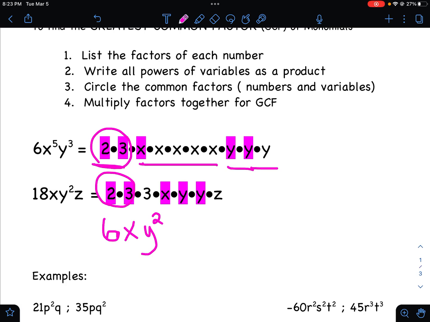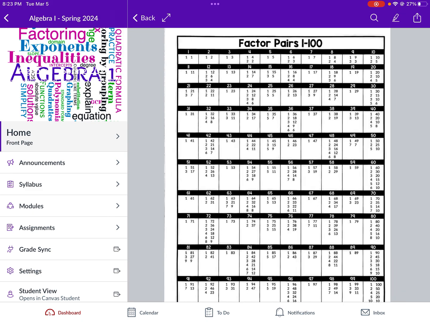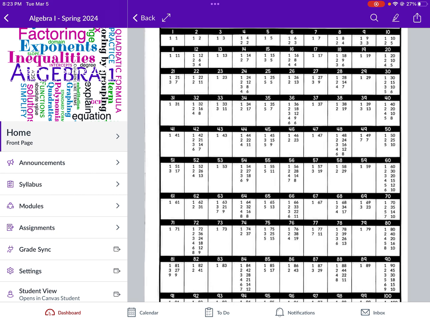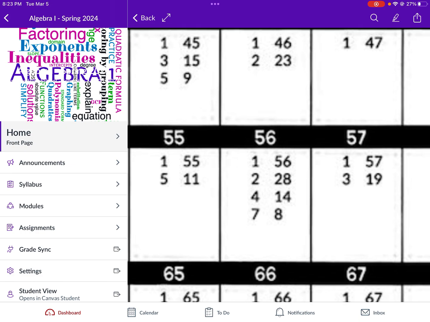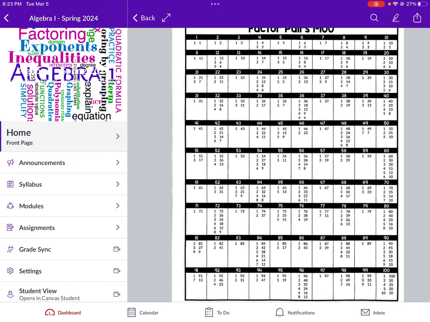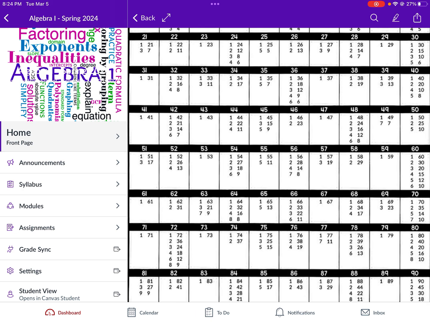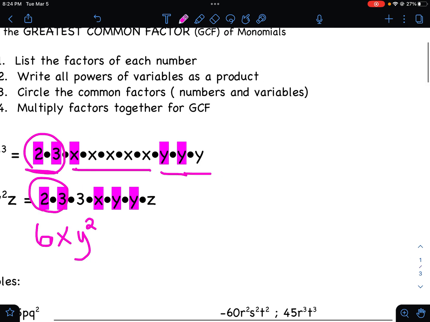Now, if you don't need to list out all the factors, one of the things that we've been using in class is the factor pair. So I have the first 100 numbers on this page right here, where you can figure out every number that multiplies together to give you, so let's say 56. That'd be like 1 times 56, 2 times 28, 4 times 14, and 7 times 8. So if the number is 100 or smaller, you can use the factor pairs.